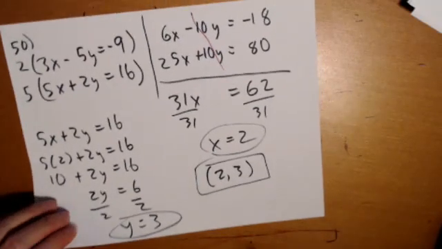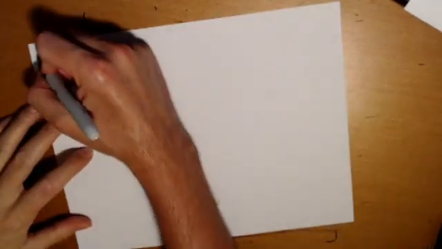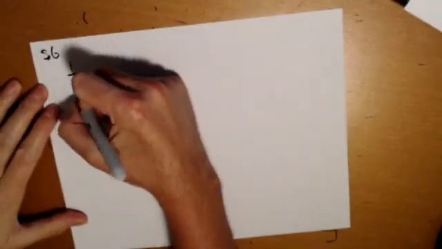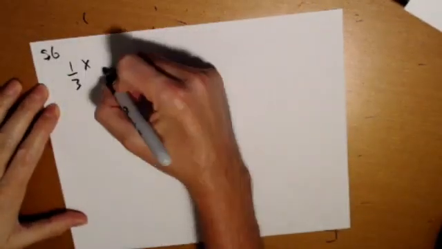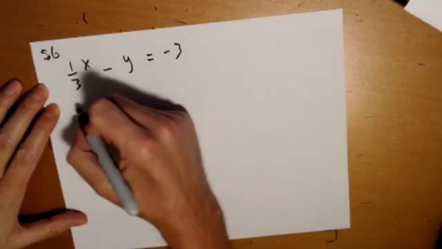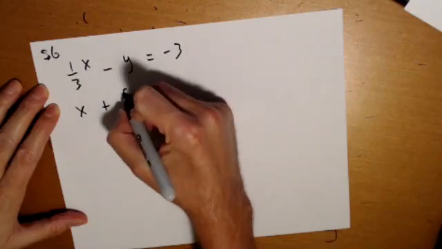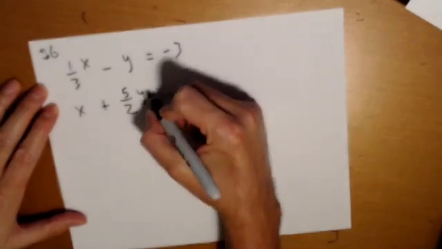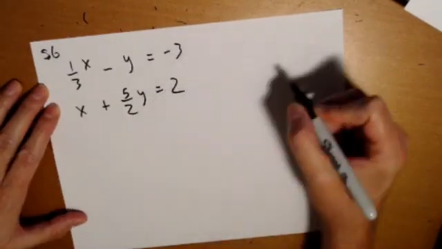I guess I'll do 56. Fractions. So 56, 1/3. I put the x up top. x minus y equals negative 3. x plus 5 halves y equals 2.